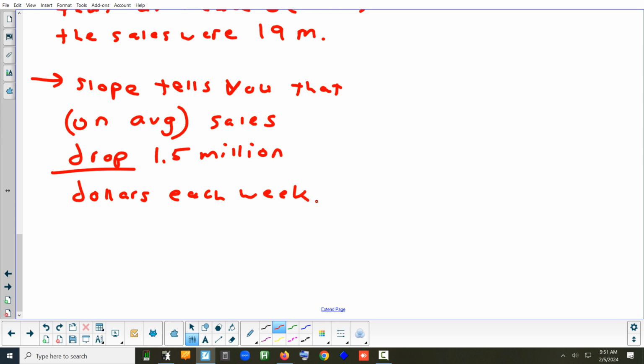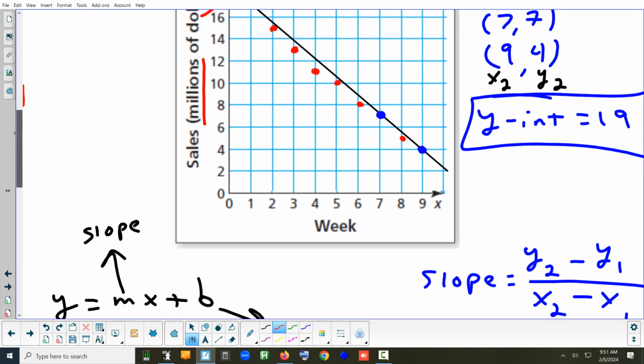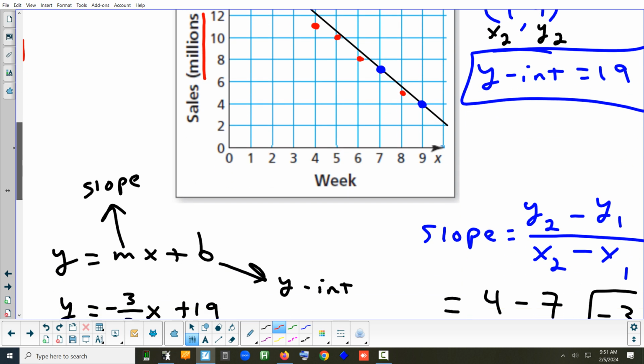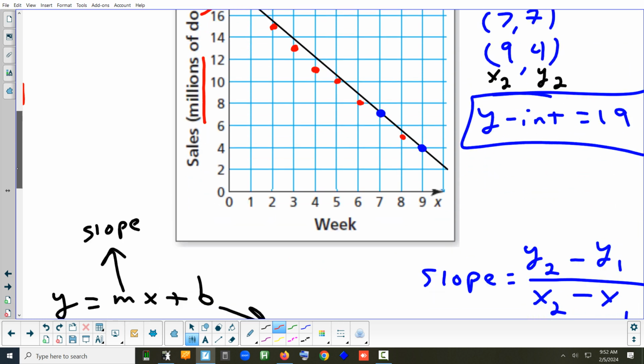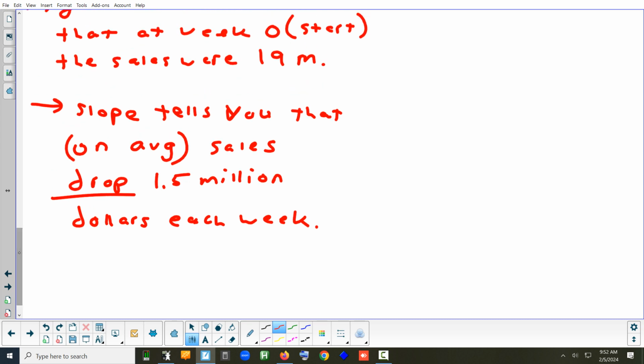Now, could the sales keep dropping $1.5 million forever? No. Eventually, what would happen? No more money? There's no more money coming in from the sale of the DVD, so the lowest it could go is what? Zero. Yeah, zero would mean nobody's buying the movie anymore. Maybe it's 2 or 3 years old at this point, and nobody buys it. Well, this is on a DVD, so nobody uses DVDs anymore. Exactly. Yes. So the slope tells you how much the sales are dropping each week. Okay. So any question on that one?